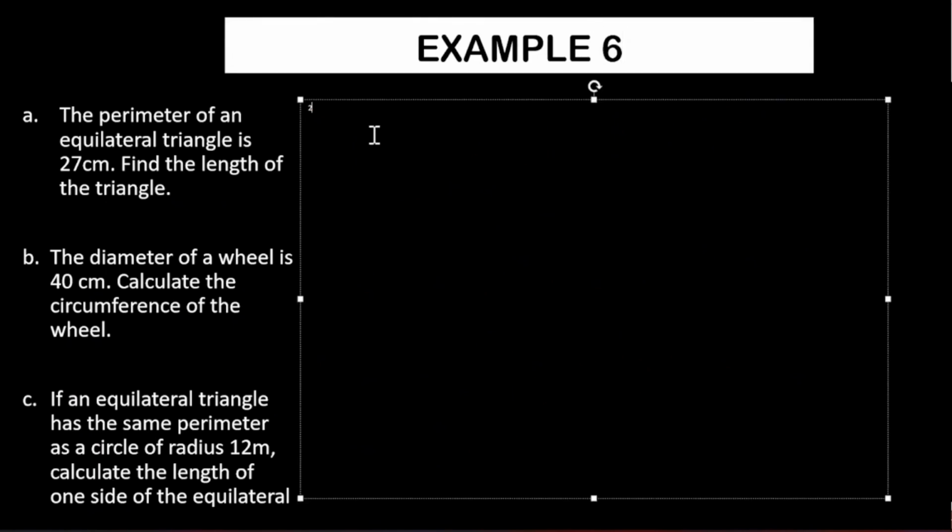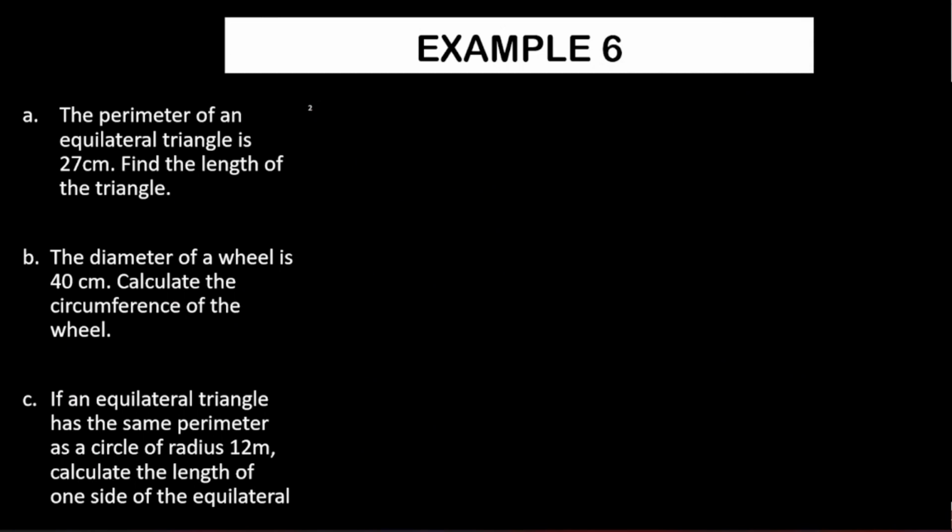All right. So what we have there, the perimeter of an equilateral triangle is 27. Find the length of the triangle. So if you look at the question very well, for an equilateral triangle, all the sides are what? Equal. So the perimeter of an equilateral triangle is 3s. That is 3 multiplied by the length of the side. And we have been given that this 3 multiplied by its side is equal to what? 27.